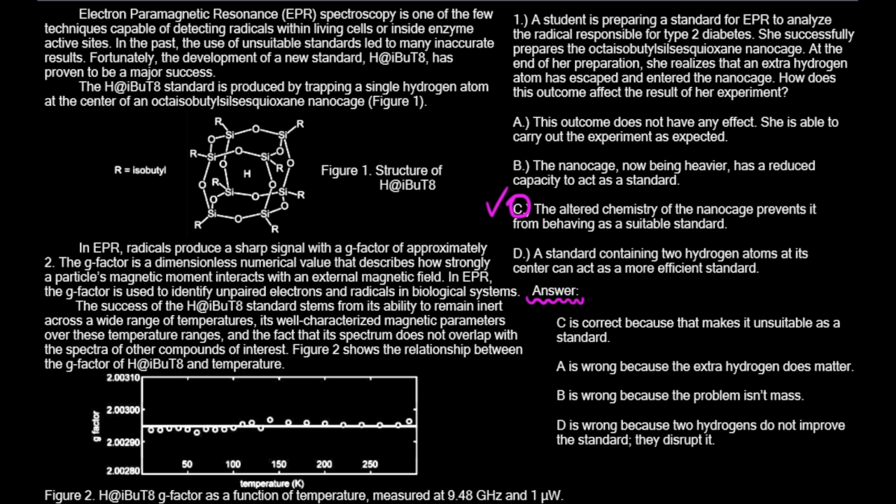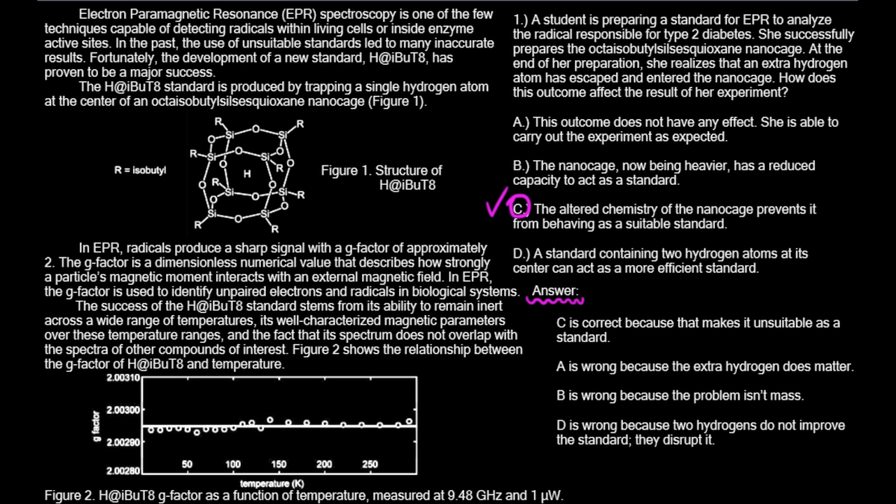The student was trying to prepare the standard for EPR, which is designed to work by trapping a single hydrogen atom inside the nanocage. That single hydrogen gives the standard very precise and predictable magnetic behavior. A single hydrogen atom acts as a paramagnetic species because it contains one unpaired electron. In this problem, an extra hydrogen atom accidentally enters the nanocage.